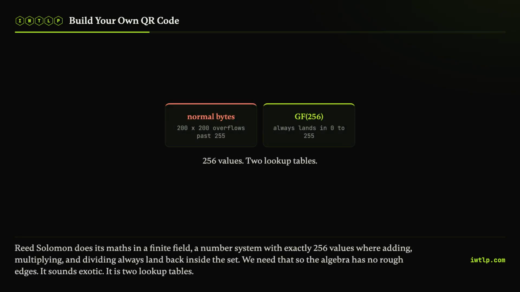Reed-Solomon does its maths in a finite field, a number system with exactly 256 values, where adding, multiplying, and dividing always land back inside the set. We need that so the algebra has no rough edges. It sounds exotic, and it is 2 lookup tables.